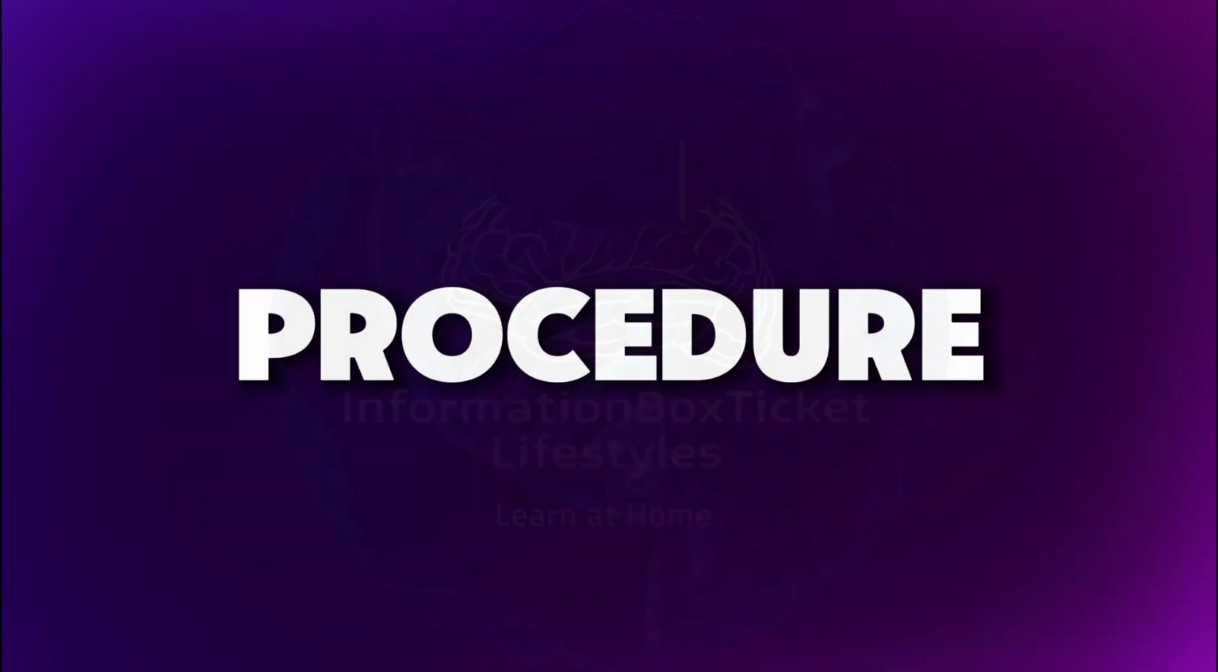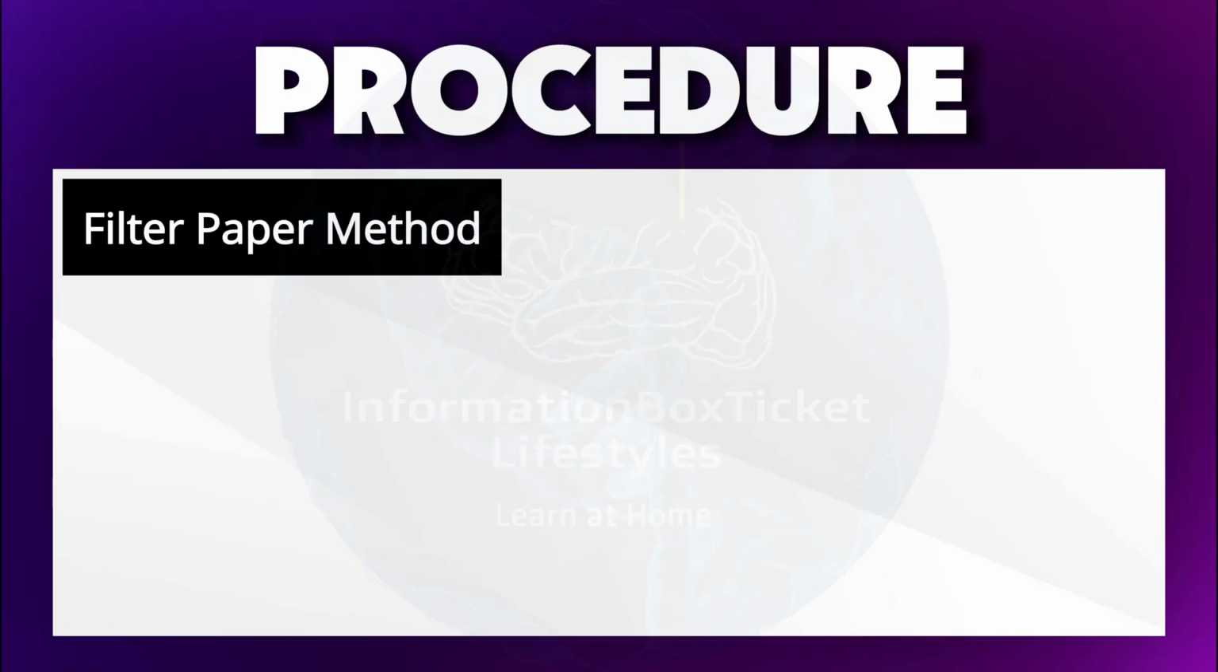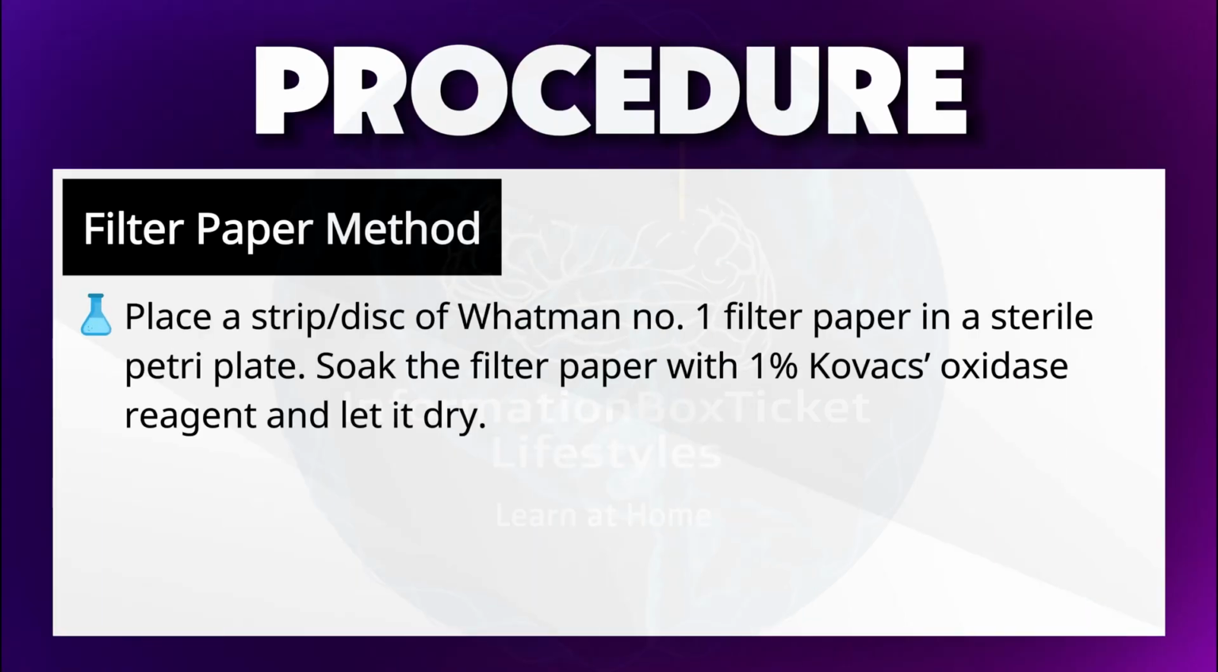Procedure of oxidase test. Kovacs oxidase reagent is preferred for the oxidase test due to its higher sensitivity and faster, clearer results compared to Gordon and MacLeod reagent. However, either reagent can be used for the filter paper method, swab method, or direct plate method. Filter paper method. Place a strip or disc of Whatman no. 1 filter paper in a sterile Petri plate.